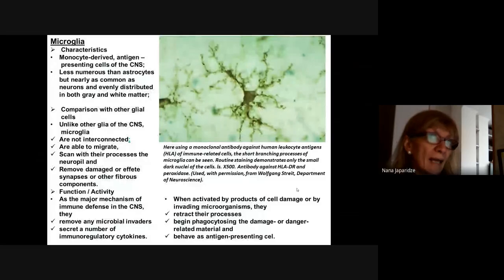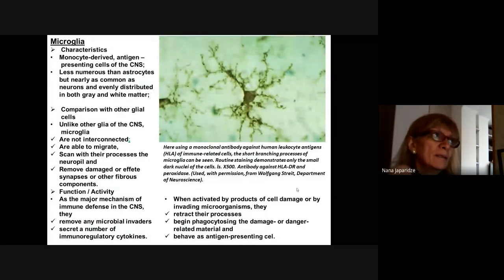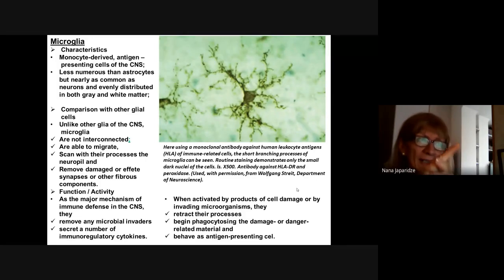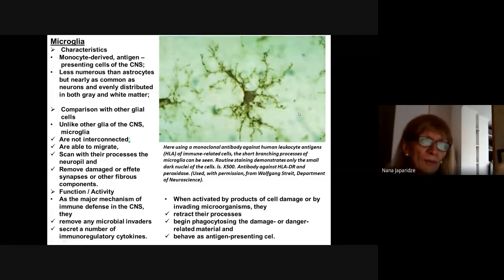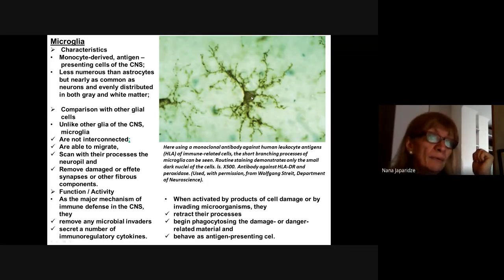So another type of glial cells, which is microglia. Microglia, again, look here, monoclonal antibodies are used against the antigen which is represented in the microglia. So when we stain via routine staining, for example hematoxylin eosin, you can see only the dark nucleus. That's all. But if you use this immunocytochemical staining, you can see the processes of these microglial cells.